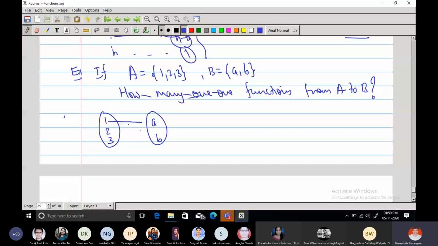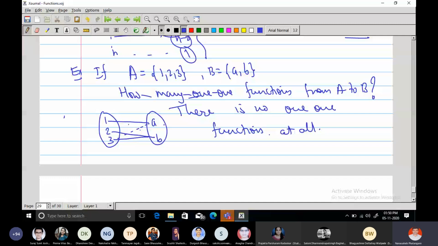If I suppose I map 1 to A and 2 to B, what about 3? 3 has no choice. 3 has to be mapped to either B or A, because no element is available in the codomain. So there is no one-one function from A to B at all.